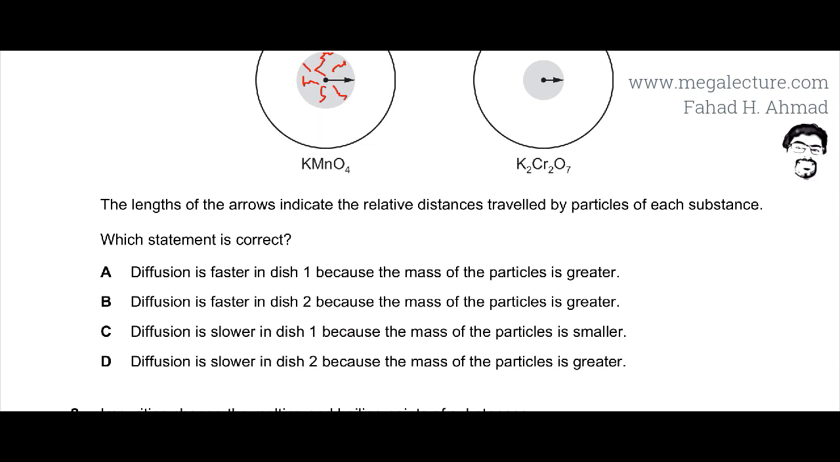Diffusion is slower in dish 2 because the mass of the particle is greater. This statement is going to be the correct statement because the particles are traveling a smaller distance because they are heavier. The mass of the particles is greater.